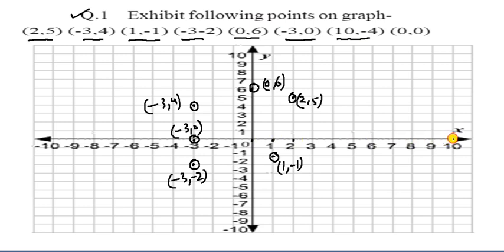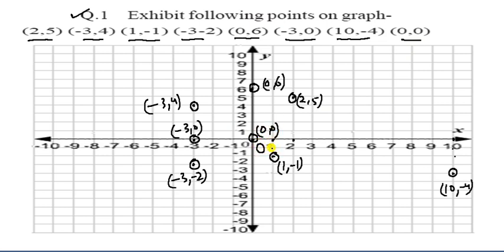So you can write minus 3, 0. And here is 10, minus 4. So you can write 10. 10 is here, so it is the 10. And minus 4, so you can go down. 1, 2, 3, 4. So it is the 10, minus 4. So it is the representation.